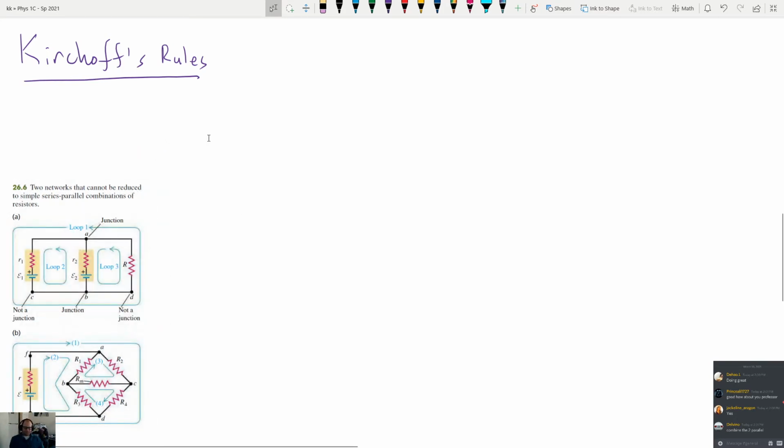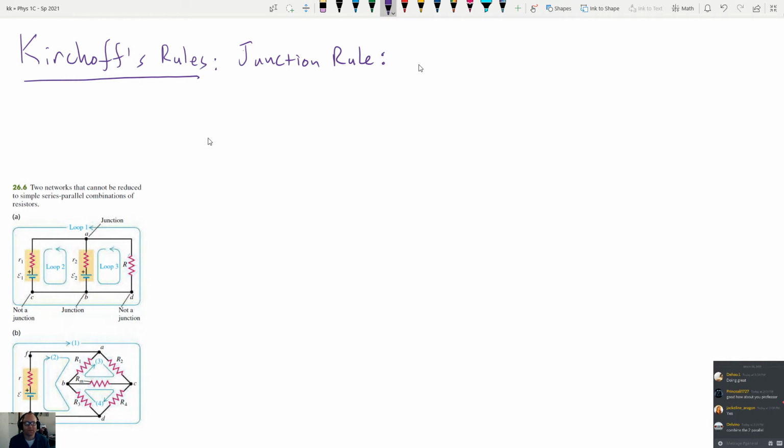Okay, so let me just state what the rules are first, and then we'll look at this picture, because this is a little much. Okay, so the first rule we call the junction rule. The junction rule basically states what happens. We actually used it in the previous problem.